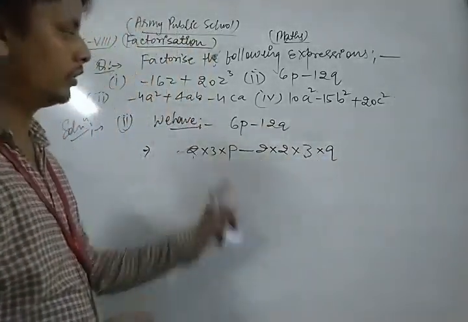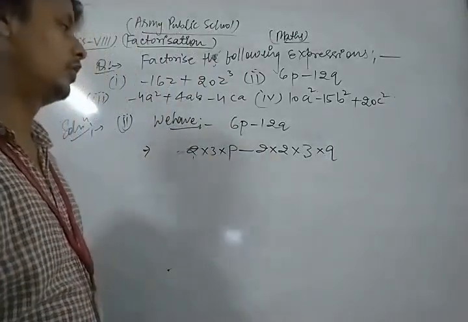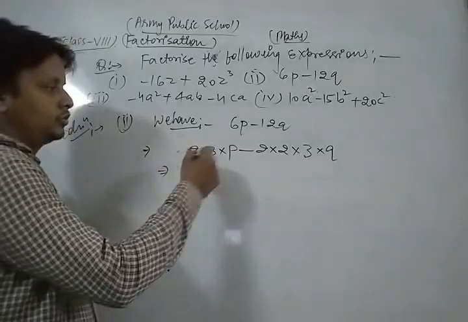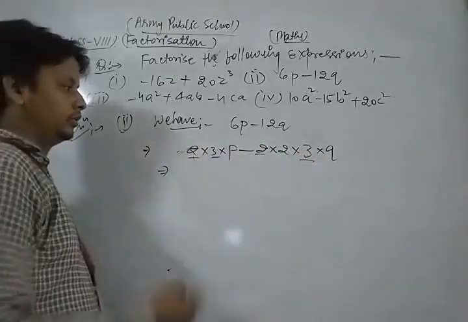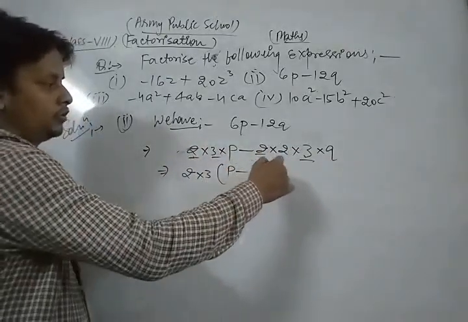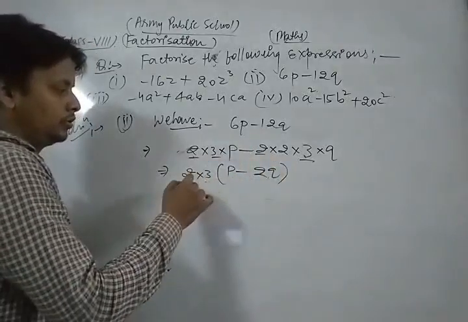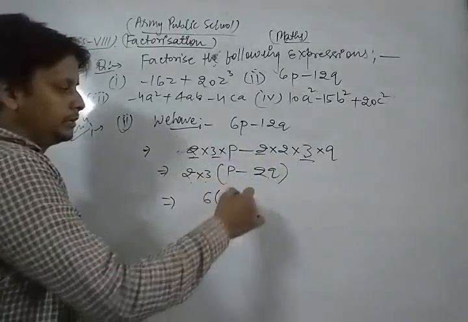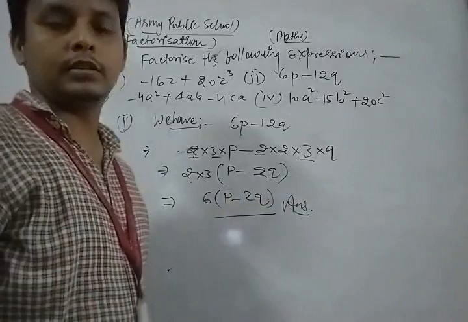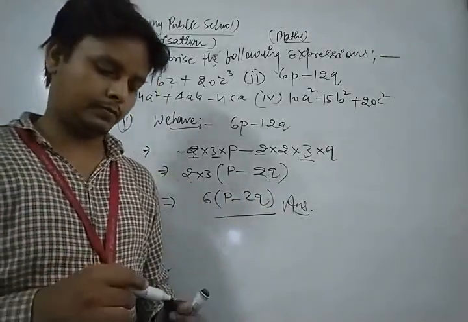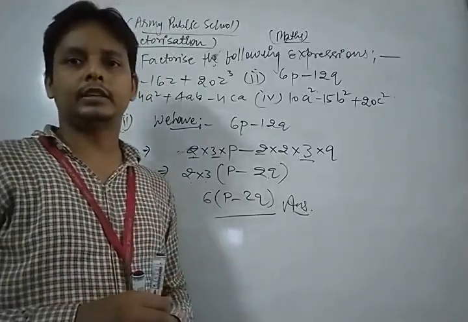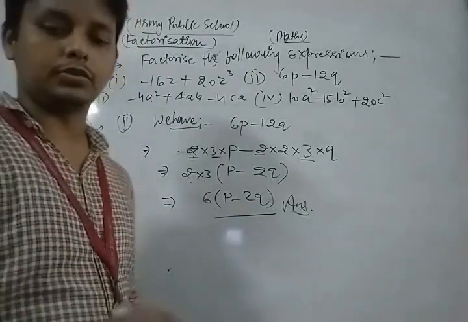Now from these two terms, what's common? We take the common factor as 2 into 3 only. So taking 2 into 3 common, we get p minus 2q, so we get 6 in bracket p minus 2q. So this is the required solution of the given question. Similarly, we take and solve the next part of this question.